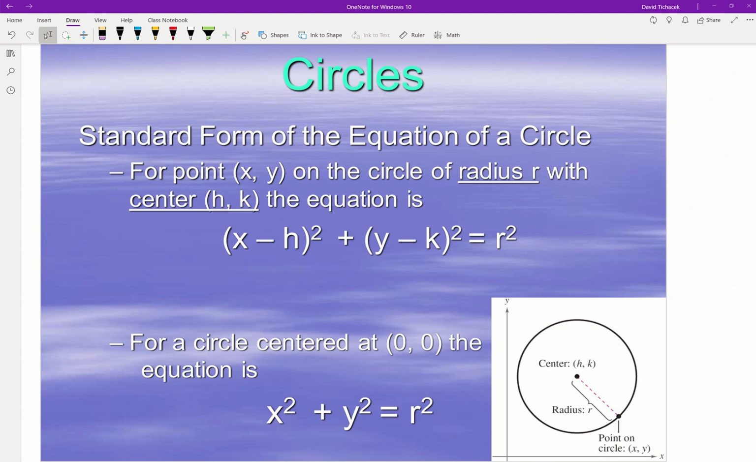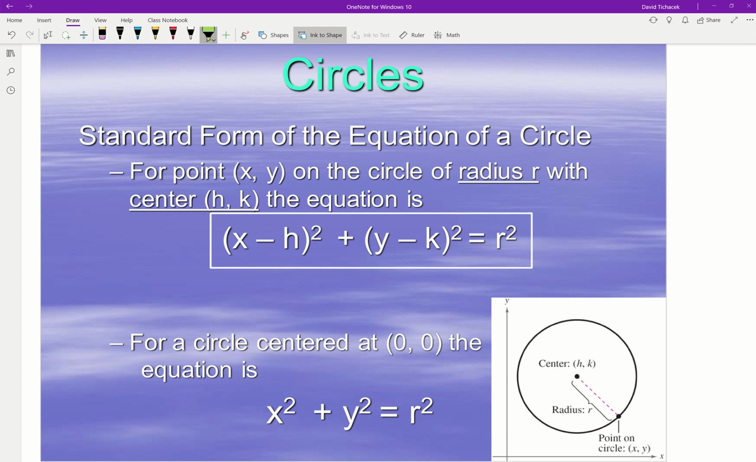Speaking of symmetries, circles are probably the most symmetric shape we have in all of geometry. And there are ways to graph circles in the xy plane through equations. The standard form of the equation of a circle is given right here. This is the general formula for the equation of a circle in the xy plane.